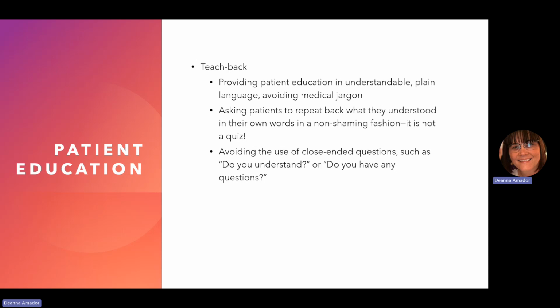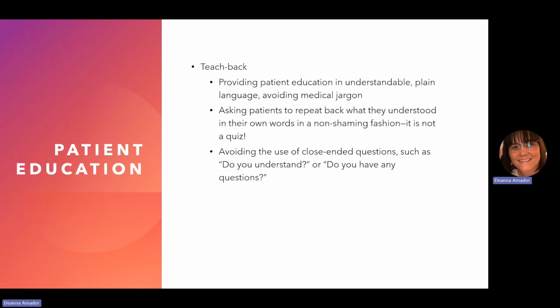So one thing that we really focus on is teach back. Teach back is an effective teaching strategy that is used to enhance patient education. So it would be important to avoid medical jargon, asking patients to repeat back what they understood using their own words and what you just told them.